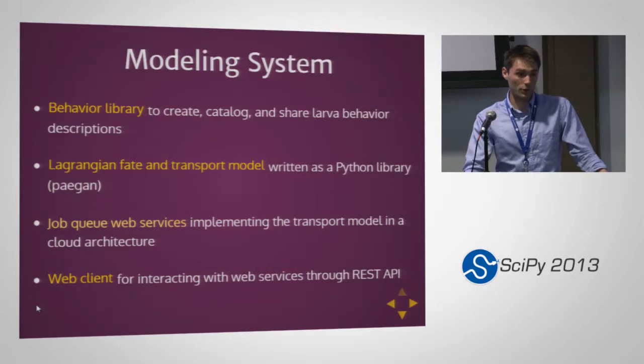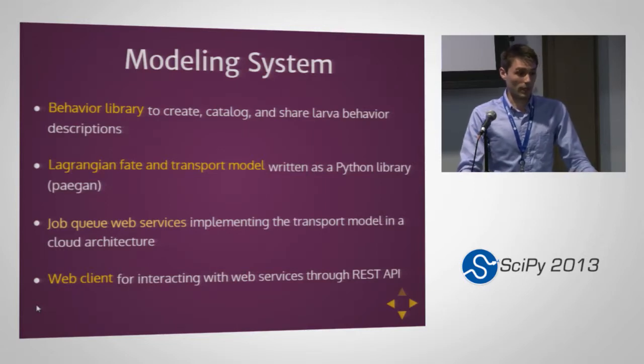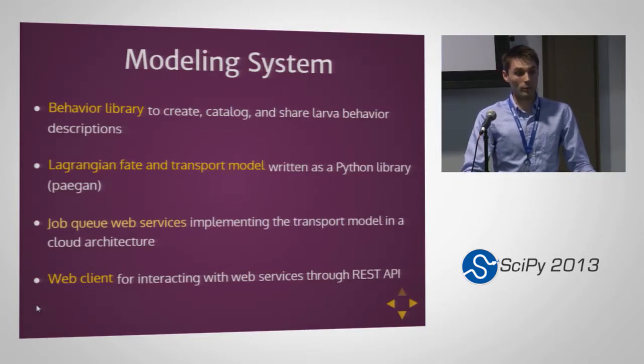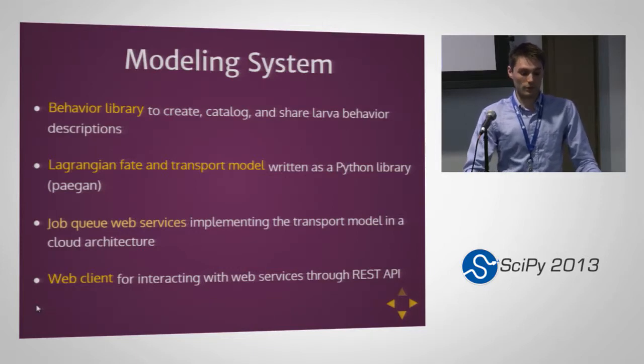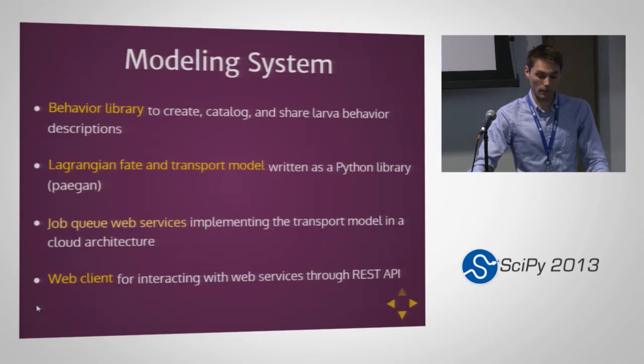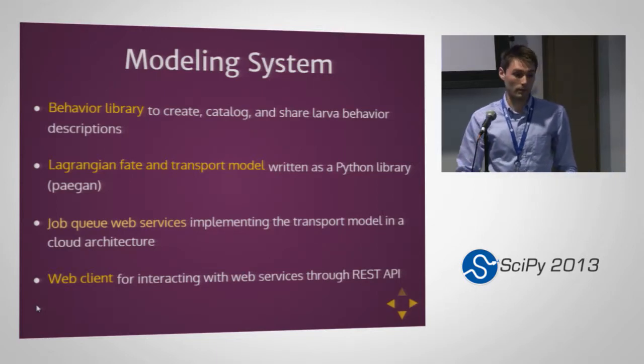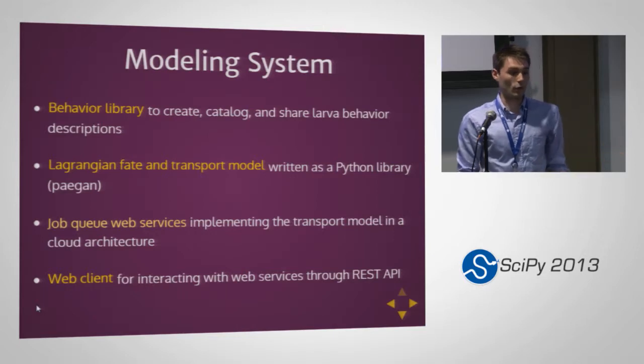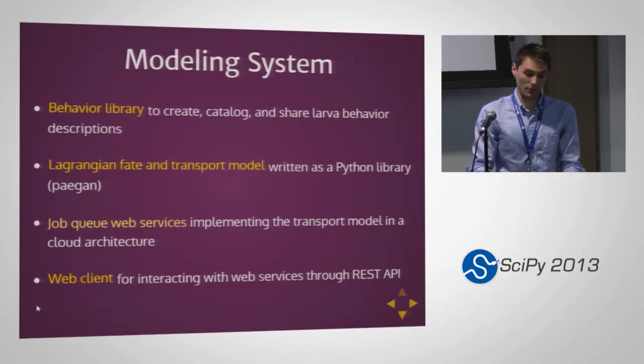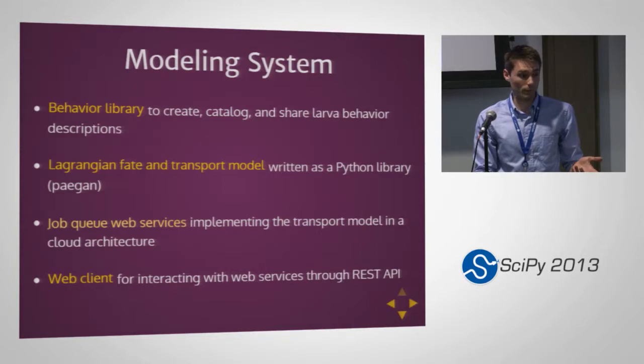There's a fate and transport model, which is written as a Python library, a library we're calling Pagan, which is a combination of a high-level data model and an actual numerical transport model. There's web services for job queuing in the cloud, and they implement the transport model and basically control how it's executed and scales to demand. And there's a web client for interacting with all of these elements, allowing the scientists to just log on with their browser to build behaviors, set up modeling scenarios, run them, and retrieve results.